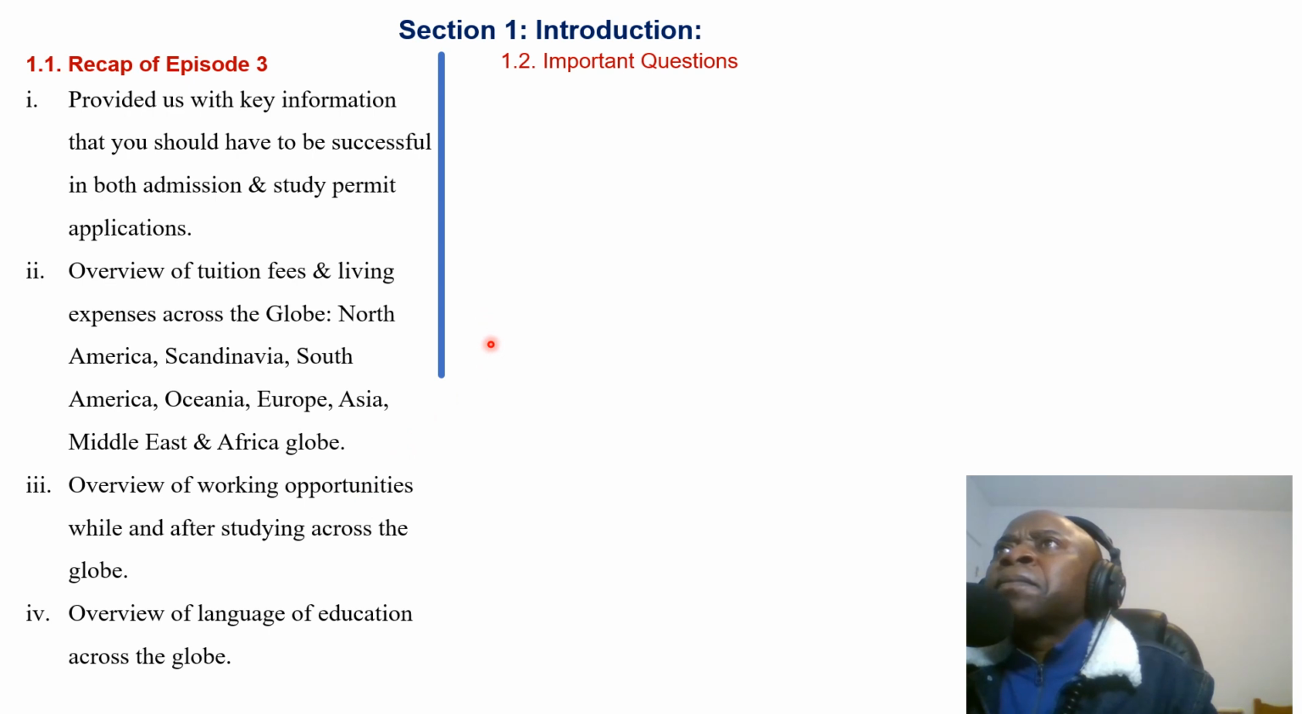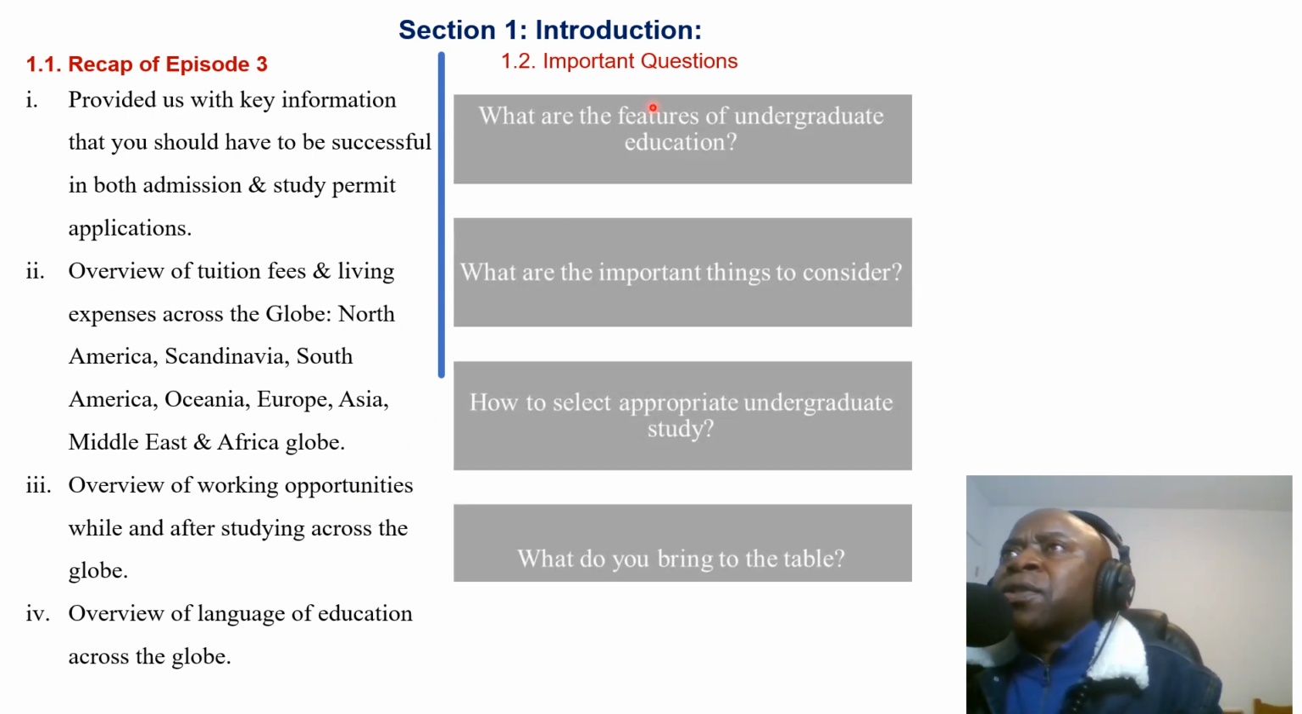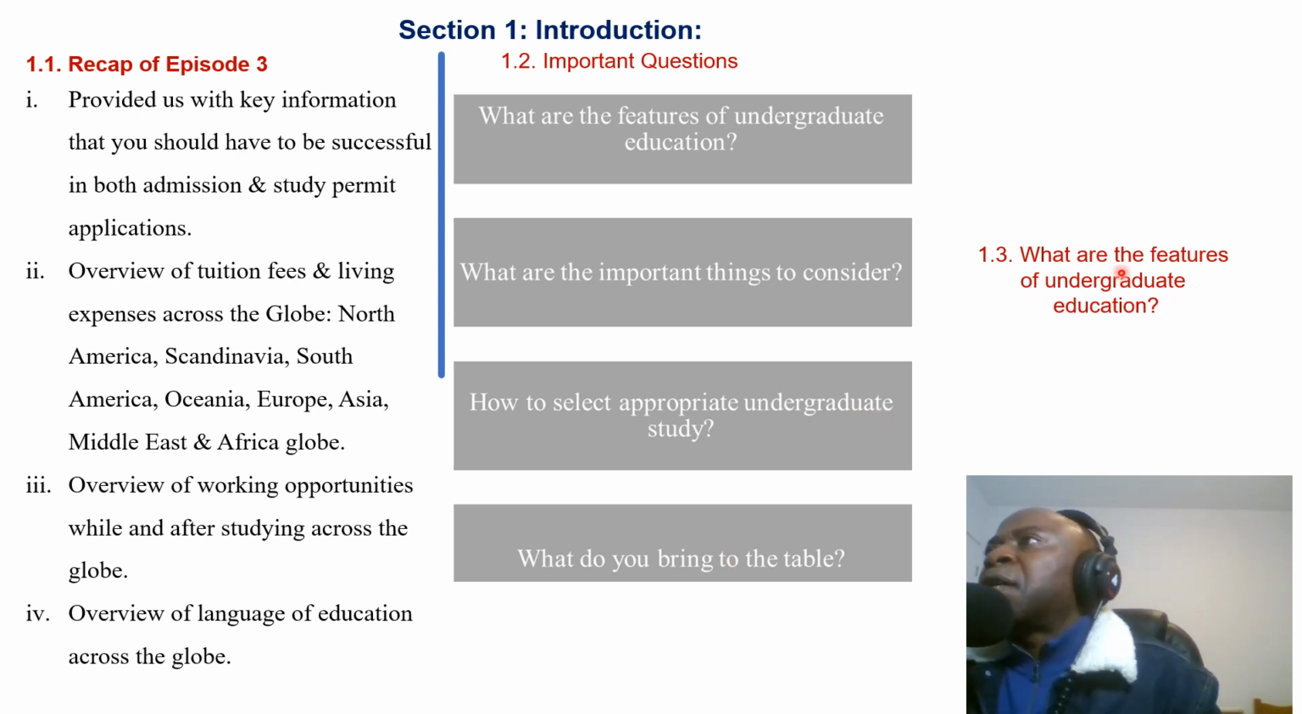So today, in the introduction, we'll be looking at 4 important questions. Number 1, what are the features of undergraduate education? Number 2, what are the important things to consider? Number 3, how to select appropriate undergraduate study. Number 4, what do you bring to the table? So let's get into it. Let's start with the first.